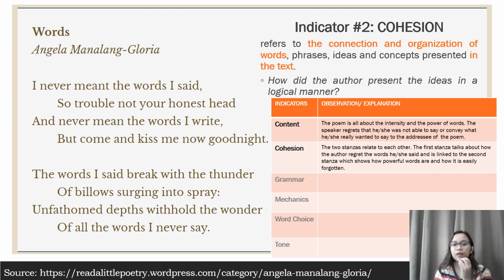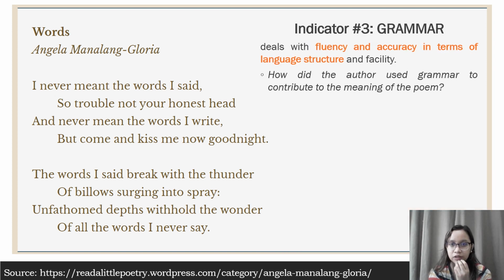Sabi doon sa una, nagre-regret siya na sinabi niya yon, tapos bigla niyang binabawi. Tapos doon sa second stanza, he says na alam niya na masakit yung mga sinabi niya. Kaya nakalagay yun, it shows how powerful words are. So, are they related? So, the two stanzas are related to each other.